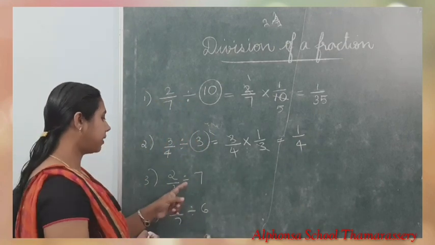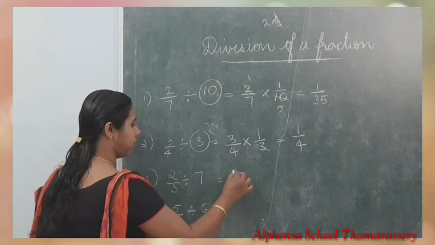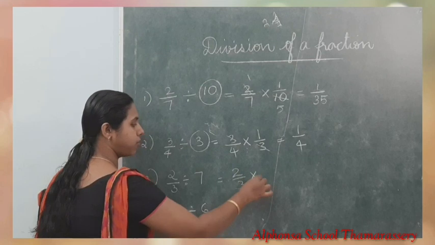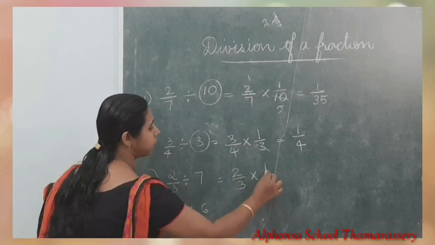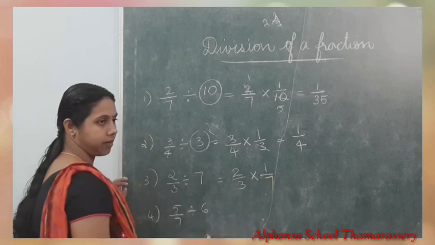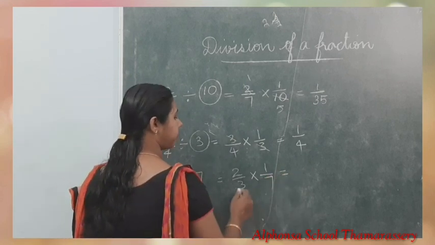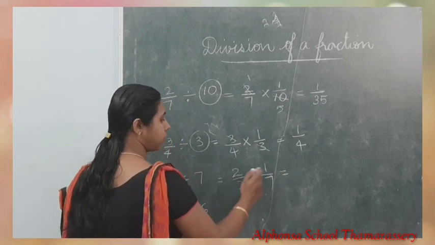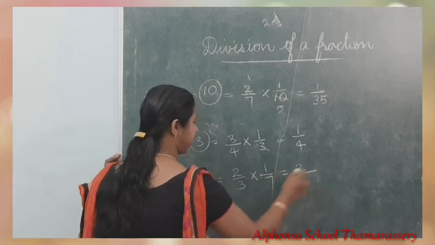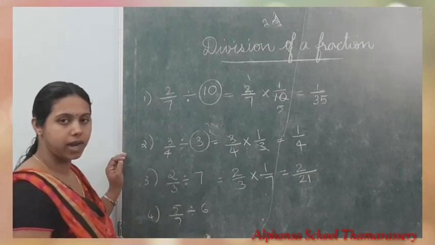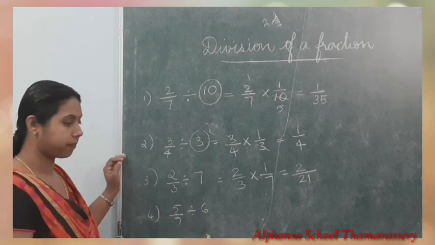Next, 2 by 3 divided by 7. So 2 by 3 into reciprocal of 7 is 1 by 7. That is equal to, there is no common factors. 2 ones are 2 divided by 3 sevens are 21. So the answer is 2 by 21.